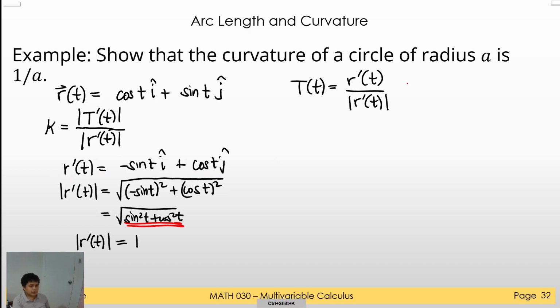This is your r prime of t: negative sine t i hat plus cosine t j hat, and then over the length, which we have as 1. Sorry, I forgot to mention that the radius here is a. So the a here should be included. I forgot about it.